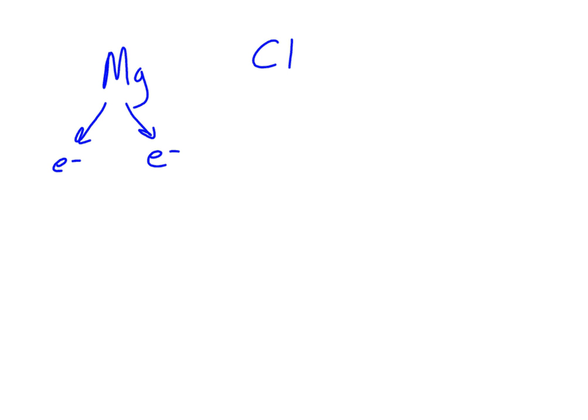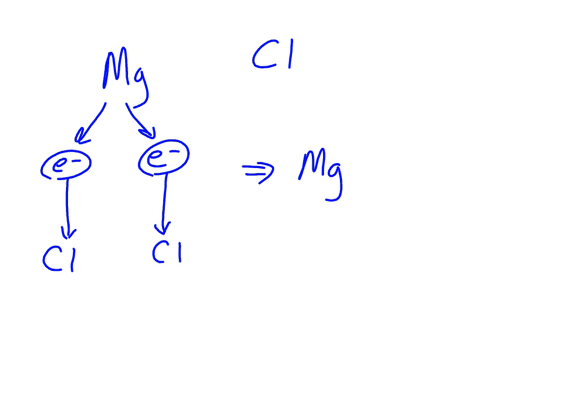My chlorine, as we just discovered in the last one, only wants to gain 1. So in order to make magnesium happy, I'm going to need to find another chlorine to take that second electron. So now if I'm going to write the equation for this, I used up 1 magnesium and 2 chlorines. So the combination of 1 magnesium and 2 chlorines ended up so that the number of electrons that were lost is equal to the number that are gained.